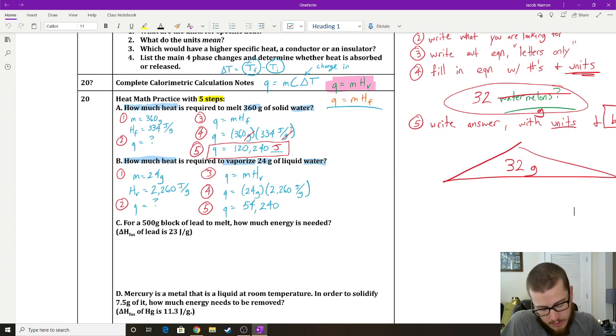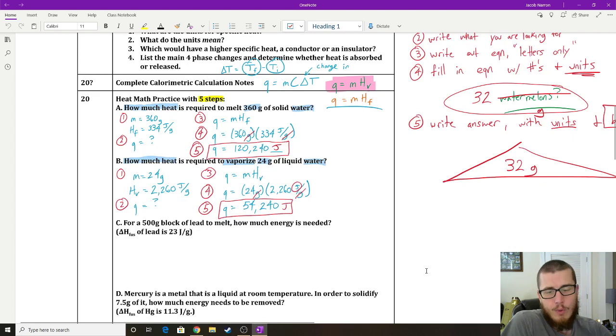And so once again, I look and I can see, look, my grams cancel because I had grams over grams. And what I'm left with was joules. So it's going to be 54,240 joules. And I am going to box it because that's my final answer. It's my final answer. All right. If there are no questions from the one person that's in here, we'll keep going.